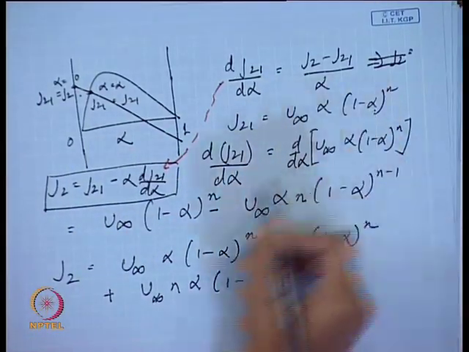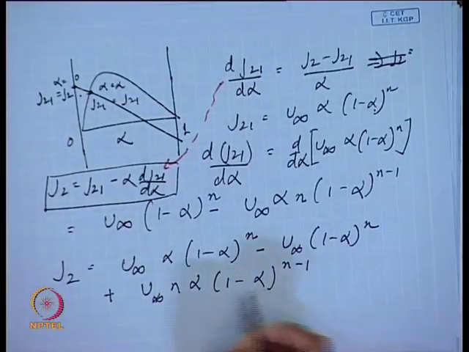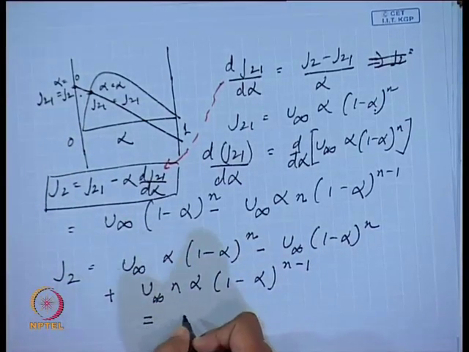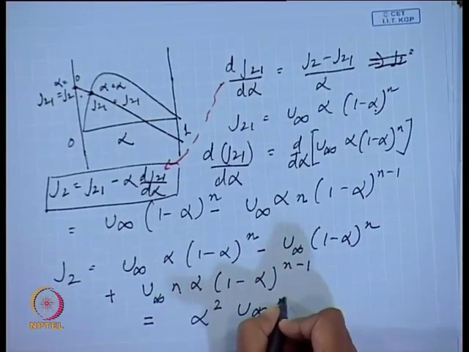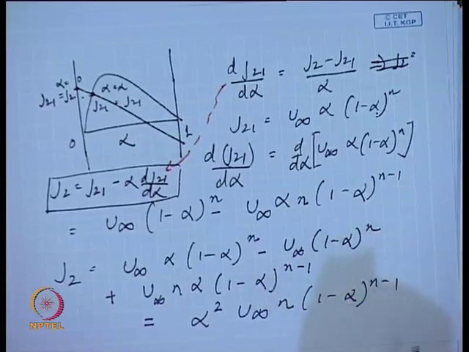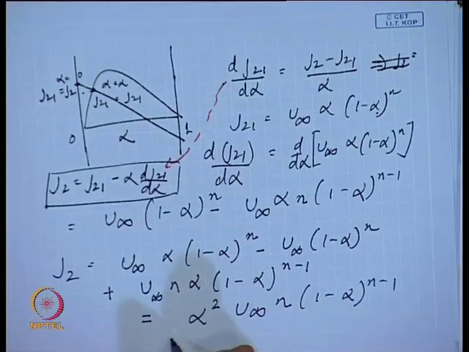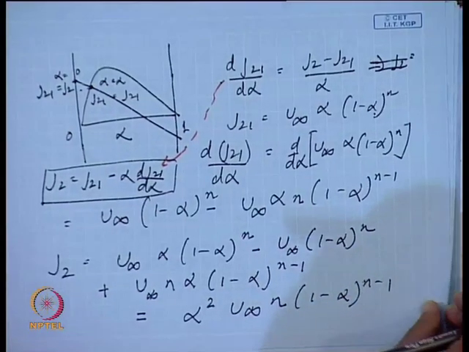So, if I substitute this in this particular equation, I get an expression of J2, where this can be written down as alpha square. If you just work it out you will find n into. So, J2 can be obtained by an equation as alpha square u infinity n into 1 minus alpha whole to the power n minus 1, correct. Achha, in a similar way, what is J1 equals to?